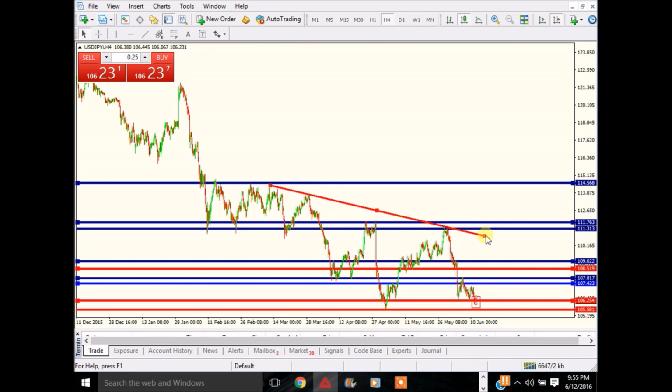I like that. I like this trend right here. You see it touched once, twice, three times, and it bounced off perfectly, right? I'm liking that trend.